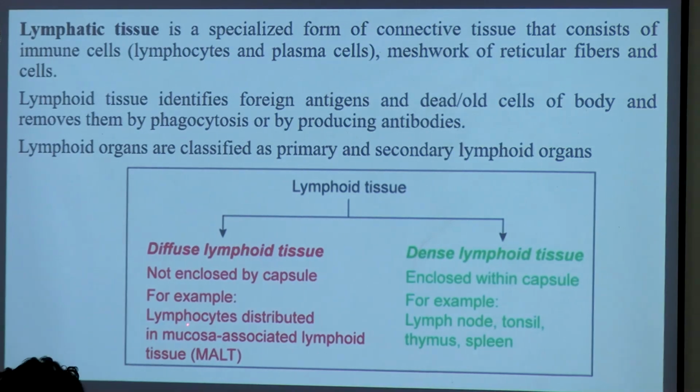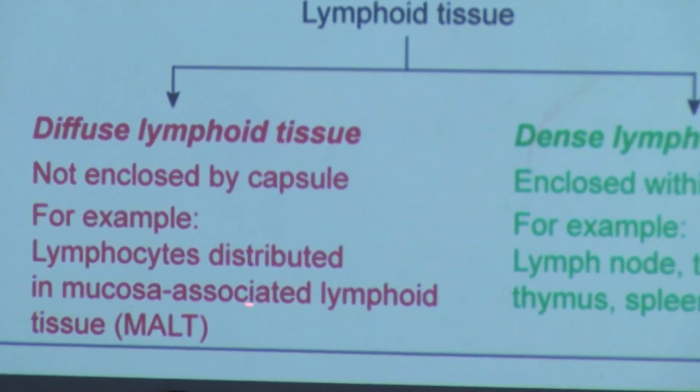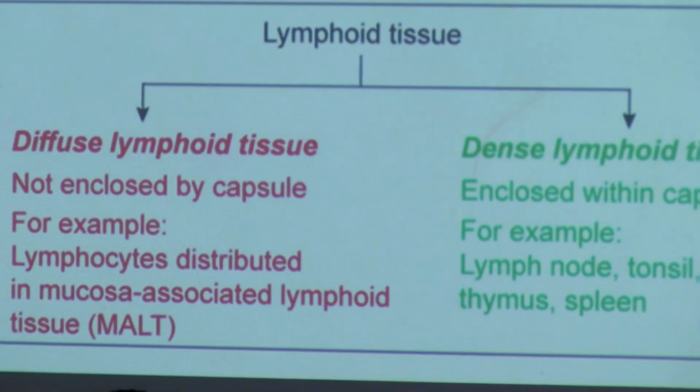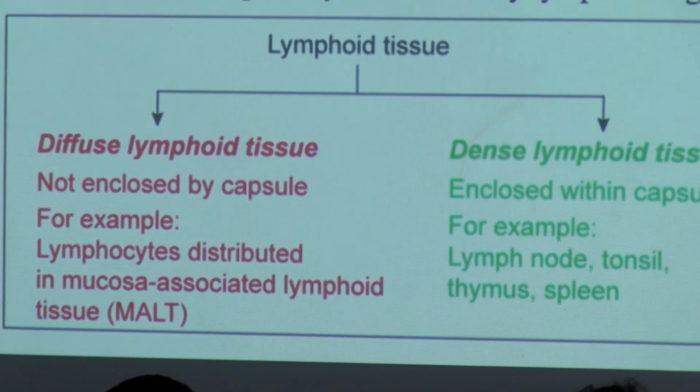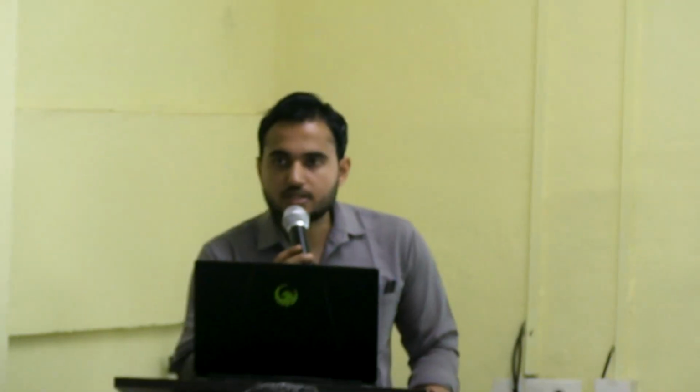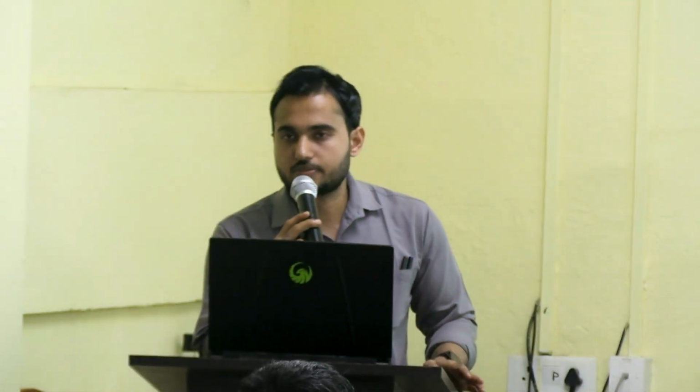Here we get lymphocytes distributed in mucosa associated lymphoid tissue, also called MALT. When you study the respiratory system, in the thorax, you have to study the trachea and the bronchial tree. At that time this mucosa associated lymphoid tissue will be there, and it is called BALT, bronchus associated lymphoid tissue.